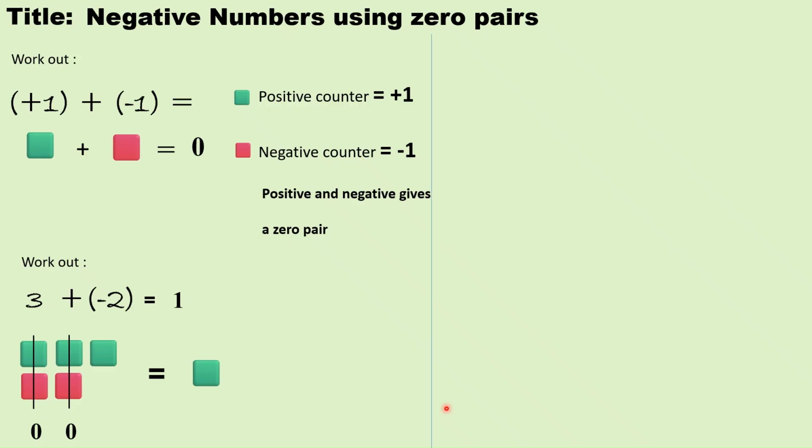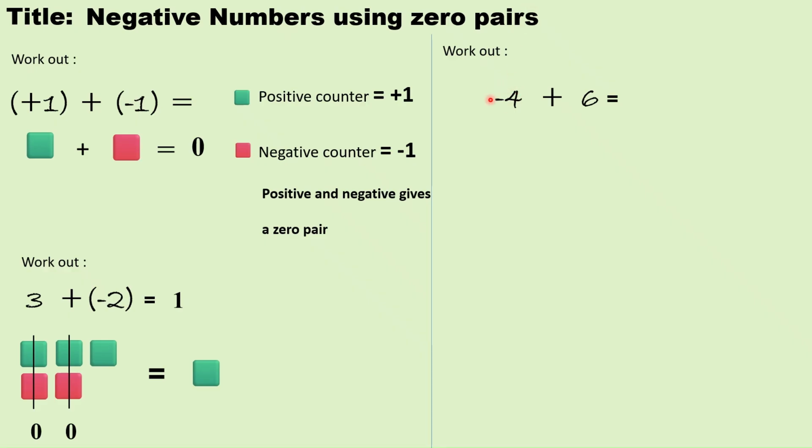Let's give a try to this question. Negative 4 add 6. You can pause the video and try the diagram for this question. Okay, let's check our answer together.